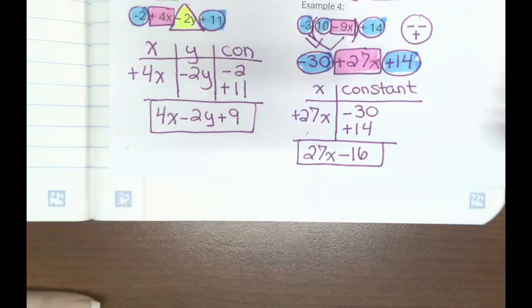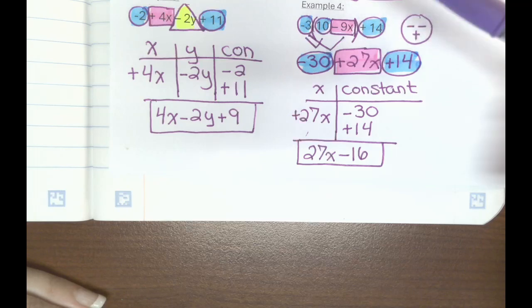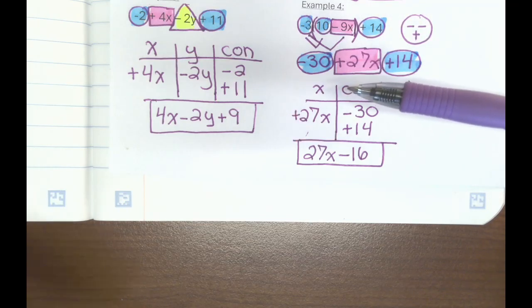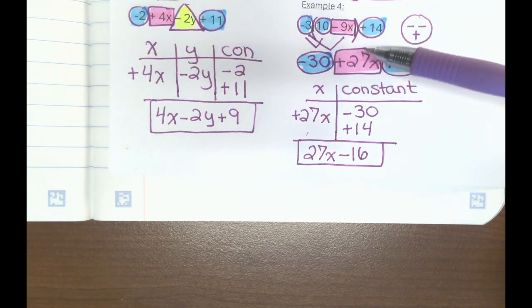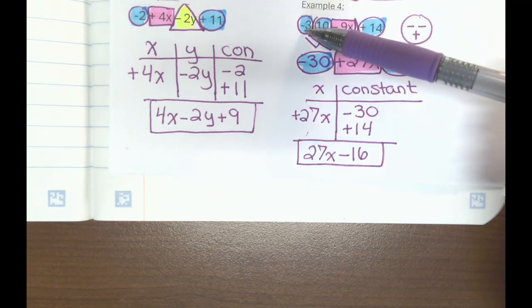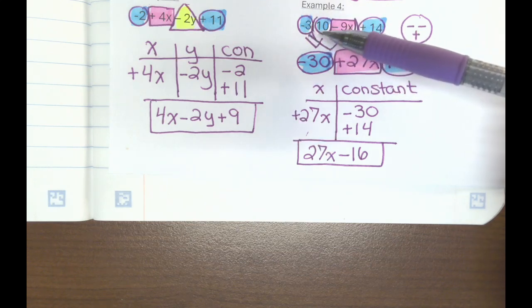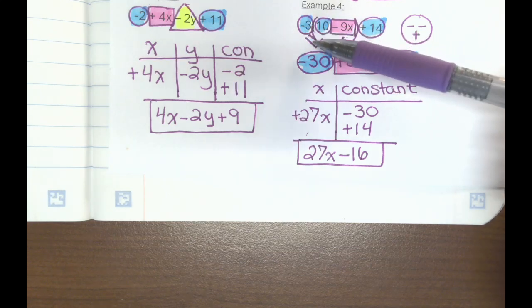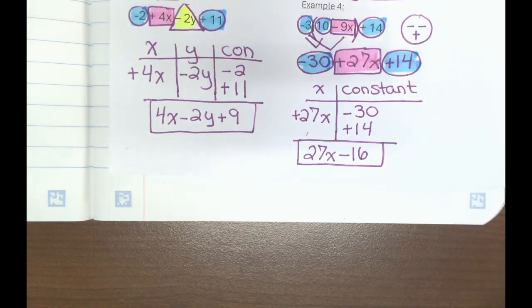So the bottom line here is we're grouping our families together and then adding them, combining them. If I have numbers within parentheses, I always have to distribute before I can group my families. So you have to distribute first.